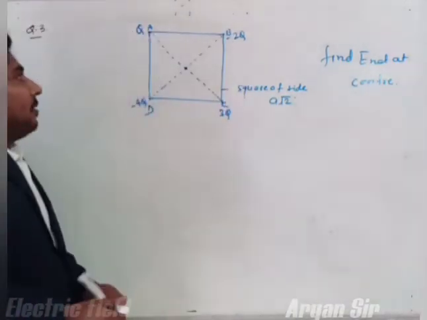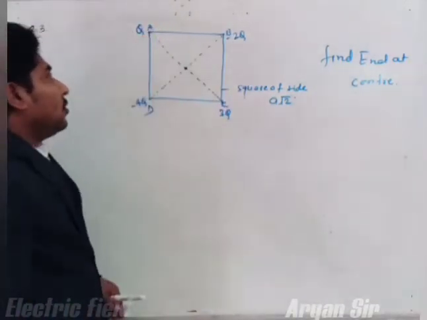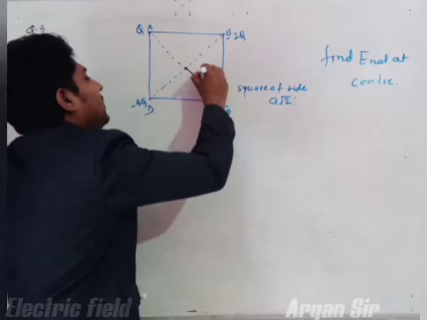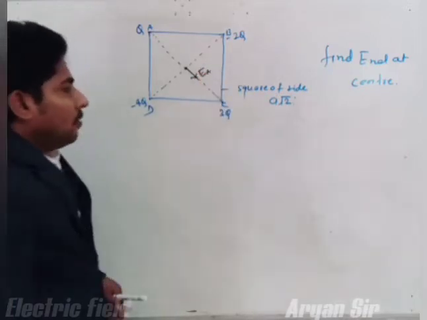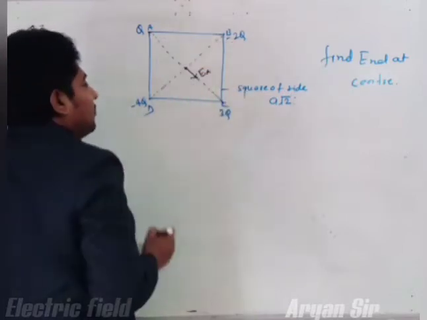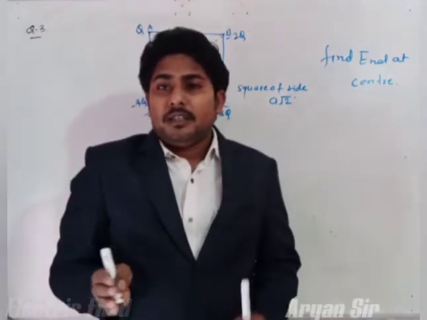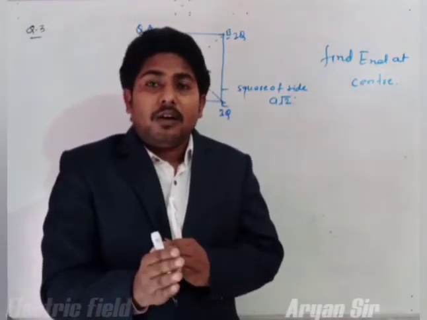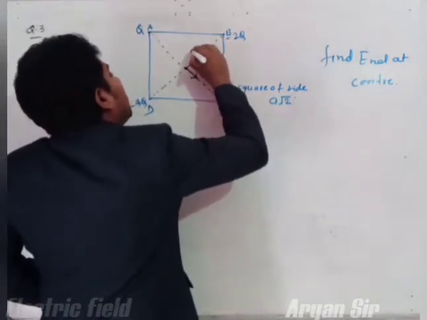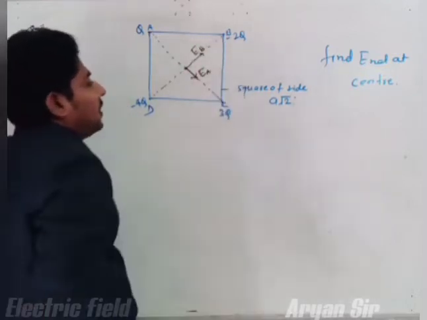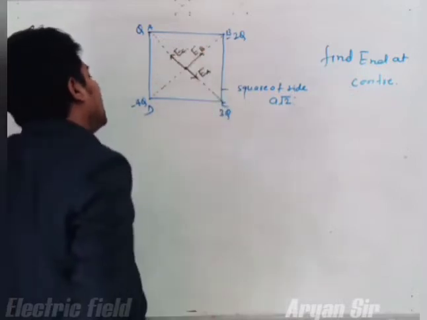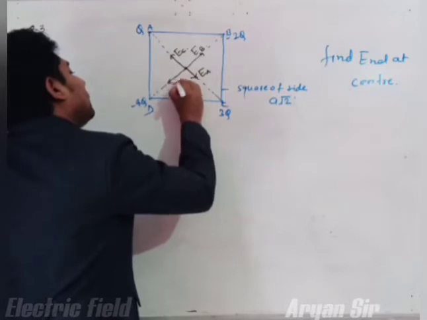Now let us draw the diagram. This is a positive charge, so the electric field due to this charge will be in this direction, that is called EA. Once again, the electric field due to this charge, this is a negative charge, and as we know the electric field is directed towards the negative charge while away from the positive charge. So due to this charge it will be here, that is called EB. Now due to this charge it will be here, that is called EC, and due to this negative charge the electric field intensity will be here, that is called ED.